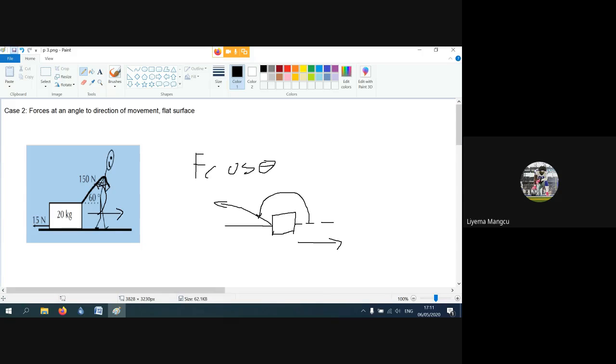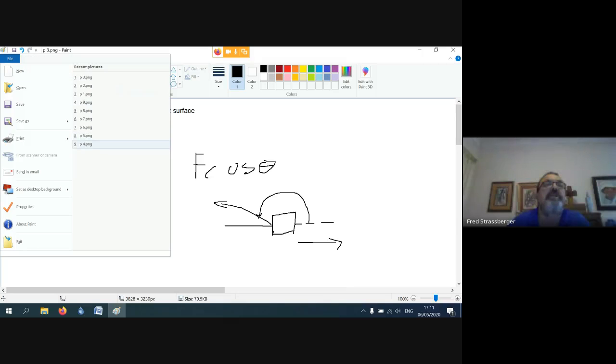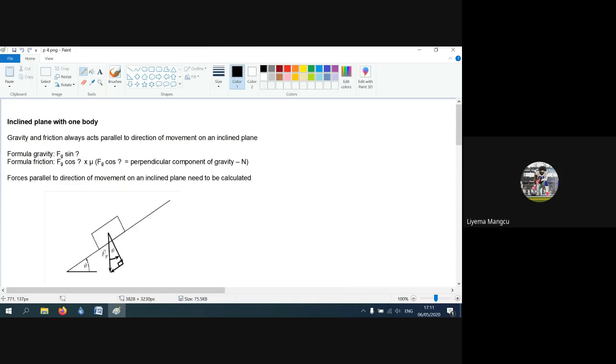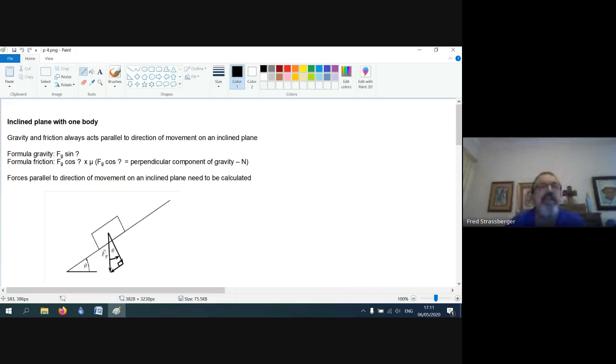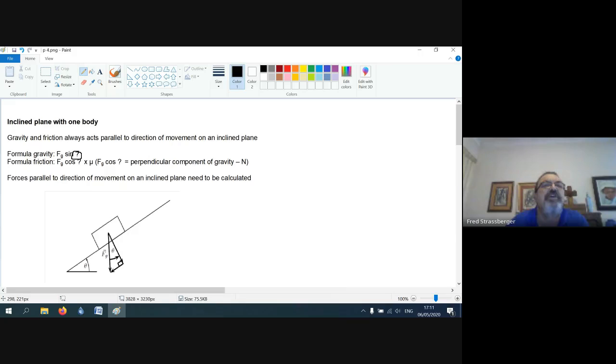Now we get to the interesting part. I'm just going through everything, Liam, to make sure that you are with me. Let's look at the inclined plane. You want me to go through the inclined plane again? Yes, please, sir. Okay, I thought so.